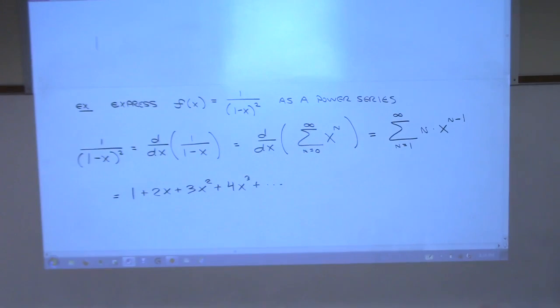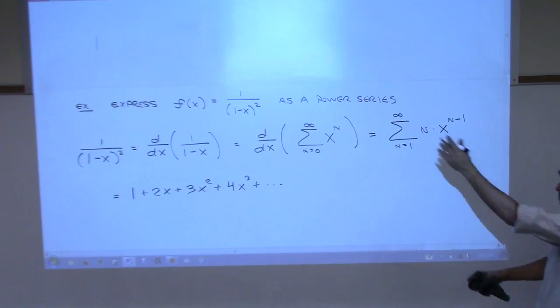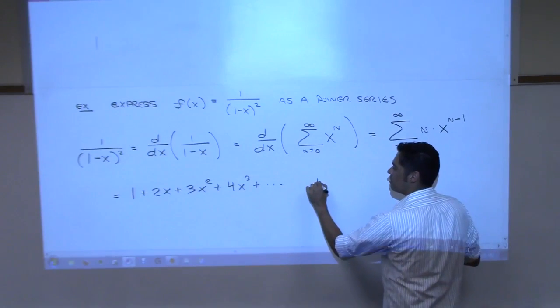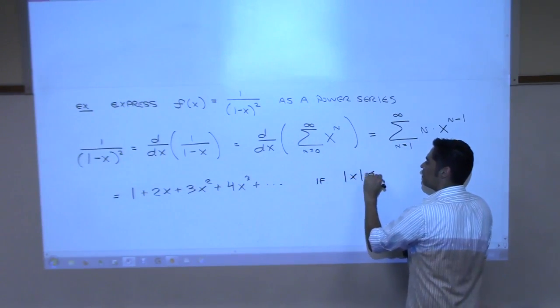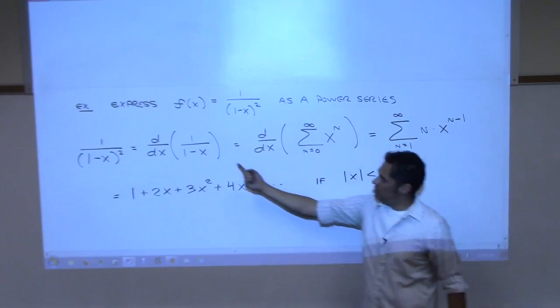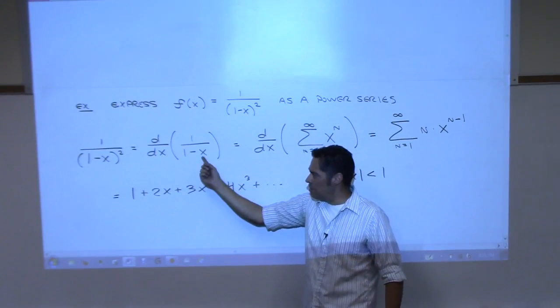Now, when is it valid? When is that actually valid? Like, when can I actually convert that to this? So long as absolute value of x is less than 1. Why did I use x? Because that's what was here, right? It wasn't anything weird. It was just x.